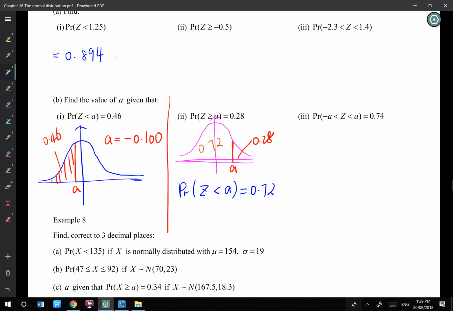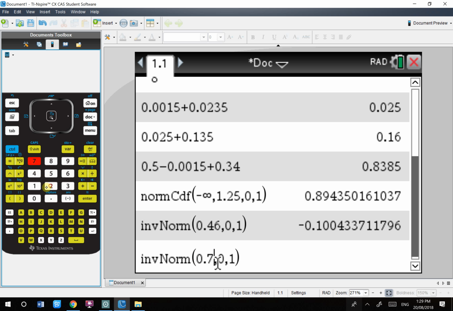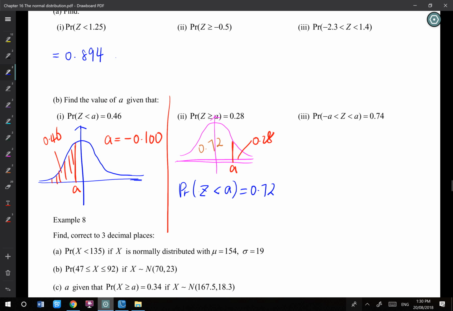So that line is a method mark. Okay, I need a line after that, because that's the thing I put into the calculator. 0.28 is not the thing I put into the calculator. So just copy that down. 0.72. So 0.583.